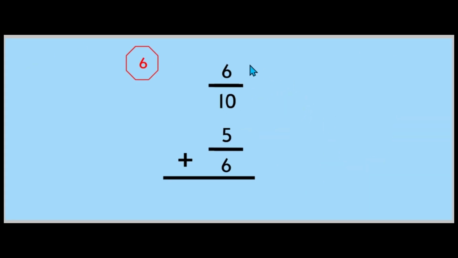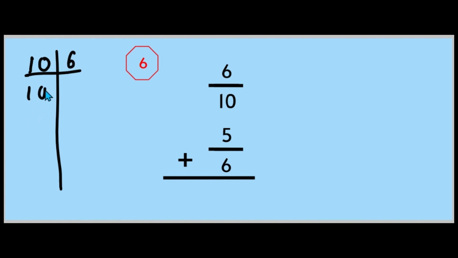Let's do number 6. 6 over 10 plus 5 over 6. My denominators do not match. I need to make a t-chart. All right, there we go. So I'll put the 10 over here, and my other denominator is a 6, so I put it there.